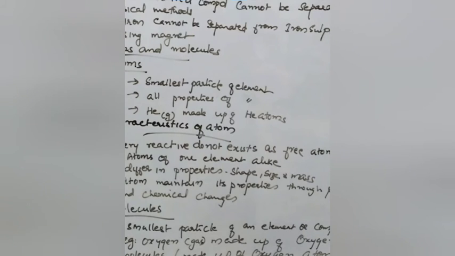Then talking about atoms and molecules. Atoms are the smallest particle. This is the first word we use in chemistry. Atoms are the smallest particle of an element. Smallest particle of an element means it possesses all the properties of the element. Helium gas is made up of helium atoms.